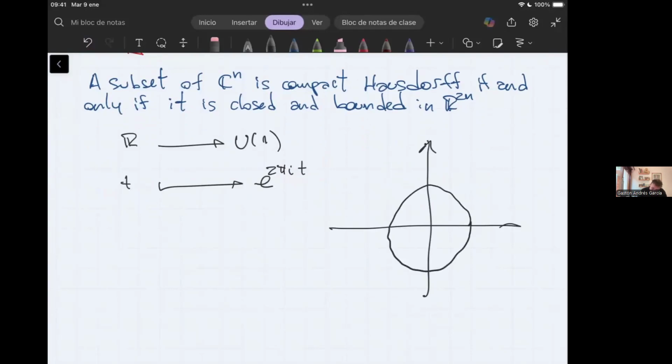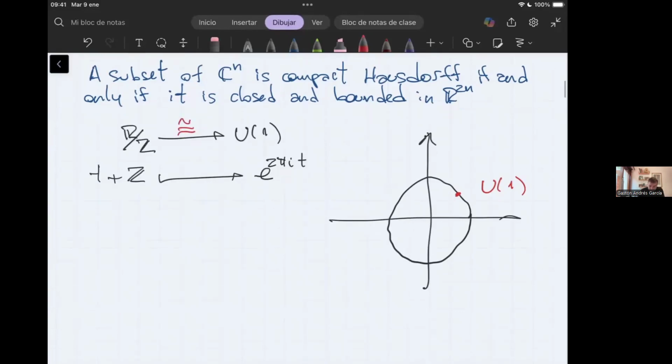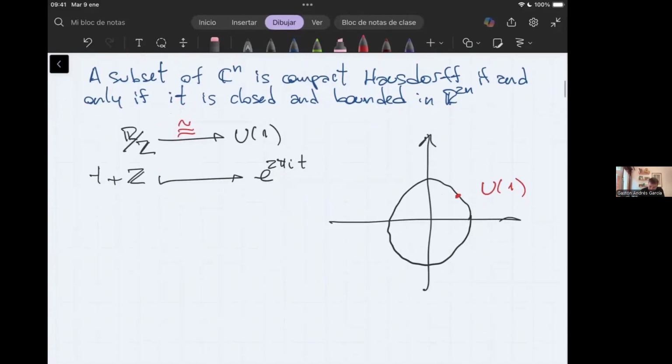So this is the unit circle, it should be the unit circle. So this is U1, and this map has a kernel, and this kernel is given by the multiples, the integers. So actually, these two groups are isomorphic, R over Z and U1. So this is another way of looking at U1 as the image, isomorphic to R over Z. And if we look at this image, which is supposed to be a circle, it's not a circle for me, it's very bad.